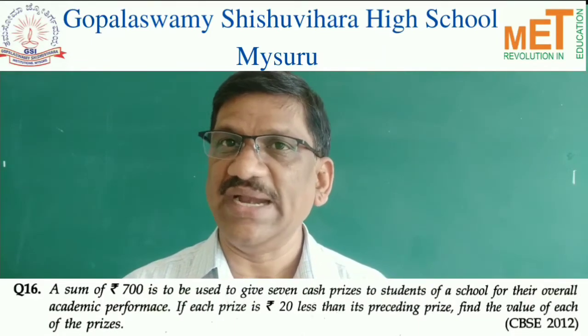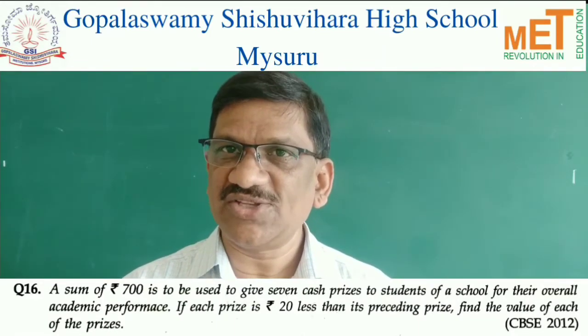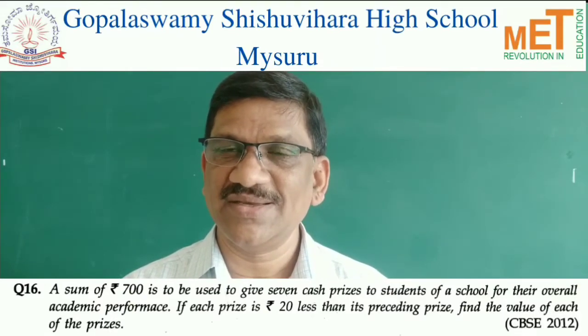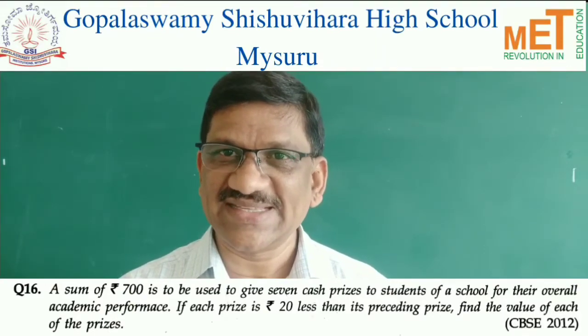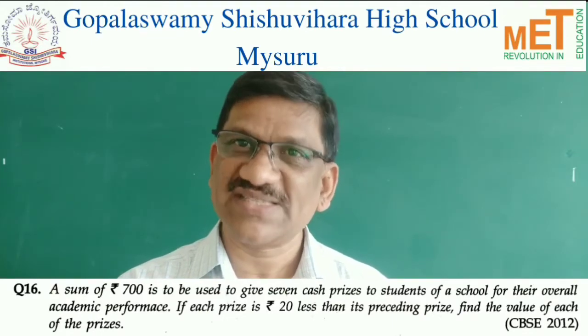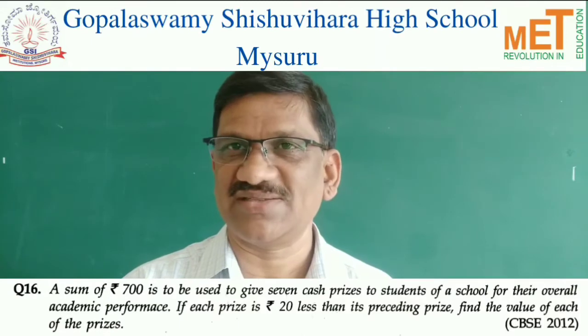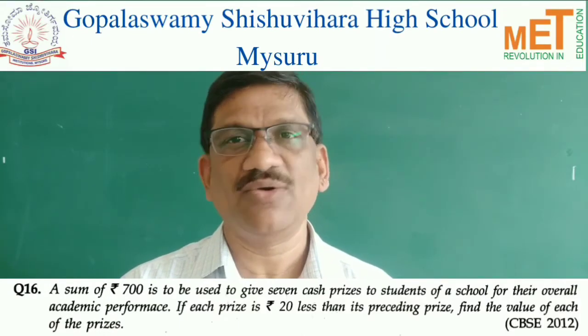If each prize is rupees 20 less than its preceding prize, find the value of each prize. Okay, what is the condition here? The cost of each prize is rupees 20 less than the cost of the preceding prize. Understood, children? Okay, how to solve this?